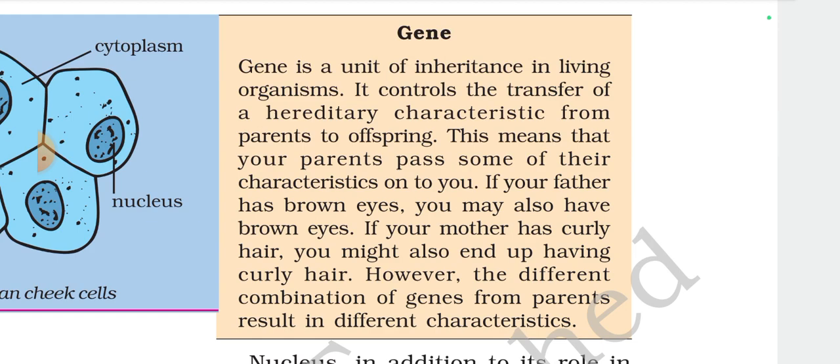Now, if neither parent has blue eyes but the child does, then it is due to a mixture of different characteristics or different genes forming something new. Then it might be a genetic disorder as well. Genes also carry genetic disorders like night blindness, and blindness is the most common thing, and many other things are also there, maybe lack of hemoglobin or lack of blood, etc.